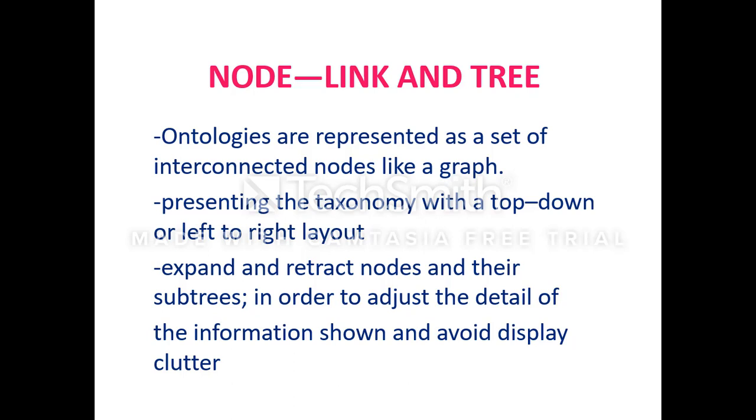Now we will discuss the next group of ontology visualization methods, which is node, link, and tree. In this category of techniques, the ontologies are represented as a set of interconnected nodes, such as a directed graph with labeled links. The taxonomy is presented with a top-down or left-to-right layout. The main addition and feature here is that the user is allowed to expand and retract nodes and their subtrees. This enables the user to control the detail of the information shown and avoids display clutter.